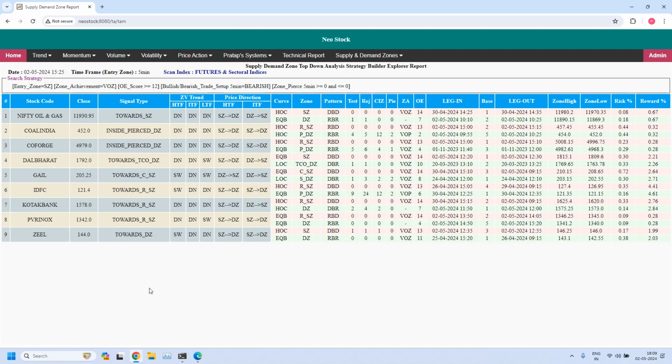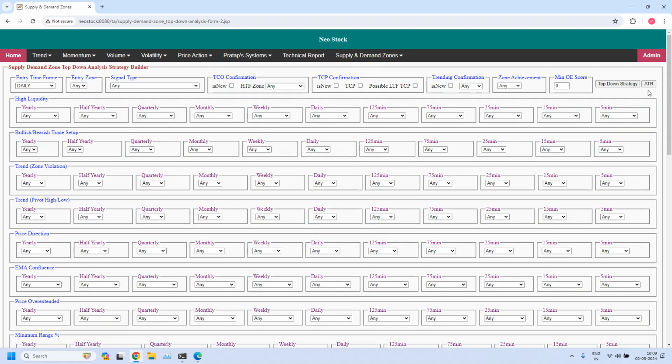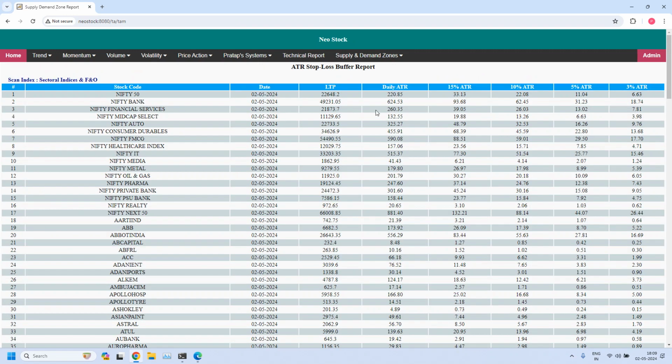So now 9 stocks are filtered. These 9 stocks are supporting bearish trade setup for hourly income trade. And in the final report, let us generate stop buffers based on daily ATR. So this column is the daily ATR, and 5% ATR should be used for daily income trade, 3% ATR should be used for hourly income trade.